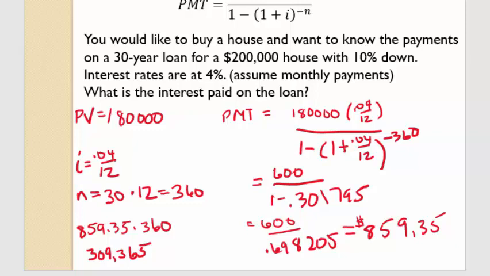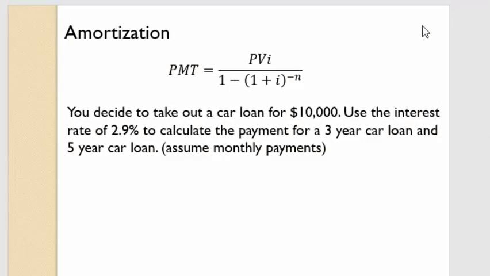have paid $309,000. Now, if I subtract my loan amount, $180,000, this is the amount that I'm paying off. That gives me $129,364. That means that I'm paying $129,000 in interest over the course of the loan. That's a lot of interest being paid, but the term of the loan is pretty long, so it adds up over time. So let's try one more problem.